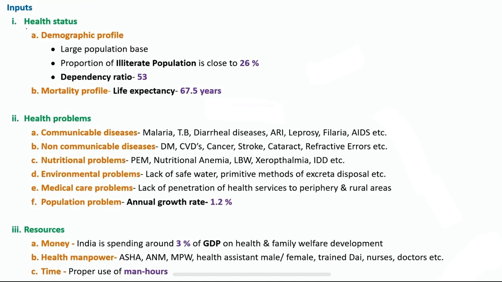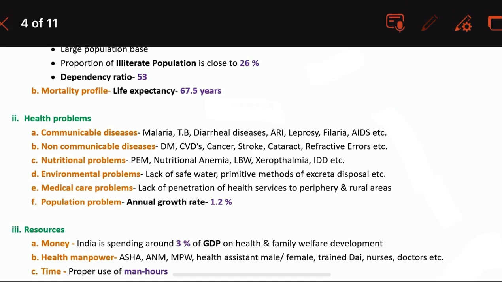We know cardiovascular diseases occur because there is a lot of sedentary lifestyle, and also the dietary patterns of people, the modernized dietary patterns, have completely changed. Because of the lifestyle changes, there is a surge in public health problems. A major increase in non-communicable diseases has been seen, like diabetes, cardiovascular diseases, stroke, cancer, cataract, refractive errors, etc. Okay, so this was the non-communicable diseases.